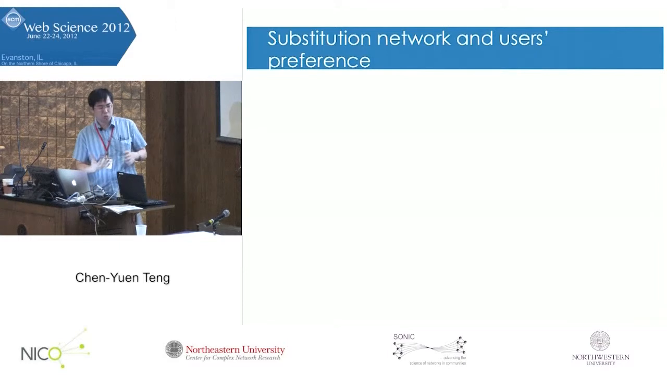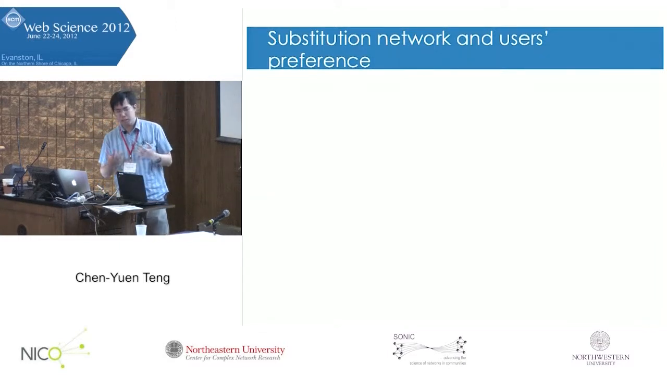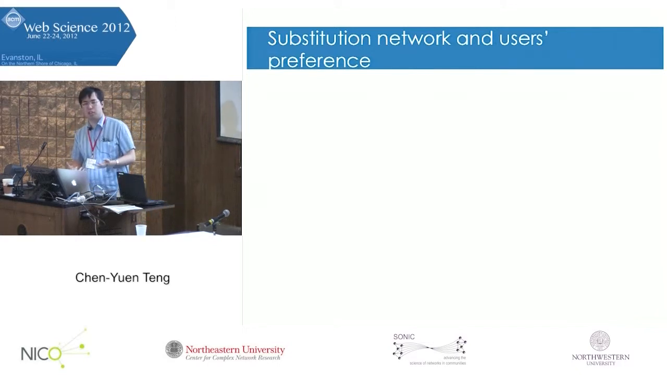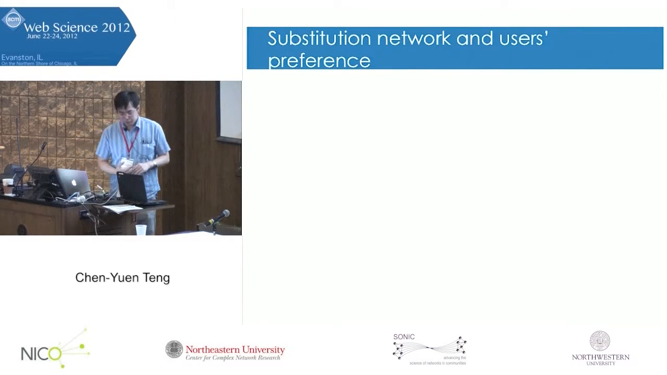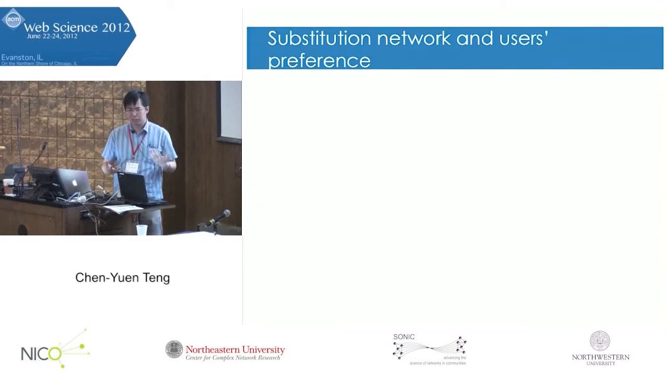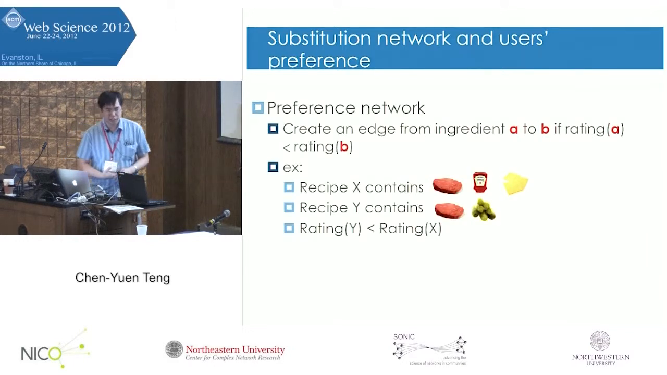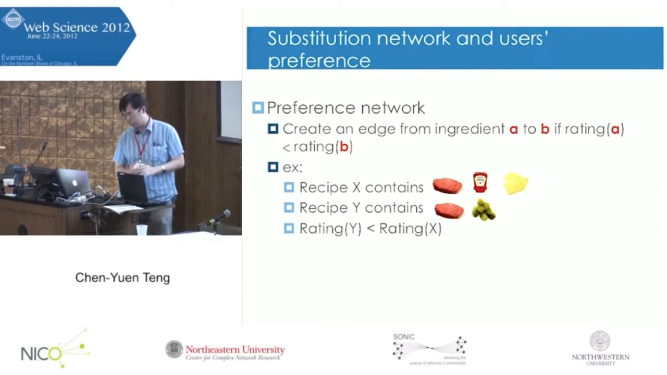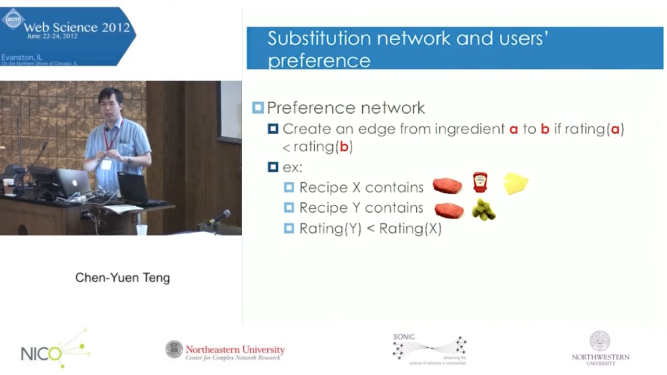Then we come up with another question: why do we use the substitution network? What is it for? We are thinking, can we tell any user preference from the substitution network? So we built another network called the preference network. In the preference network, an edge is created from ingredient A to B if the rating of A is less than the rating of B. Here I give an example.